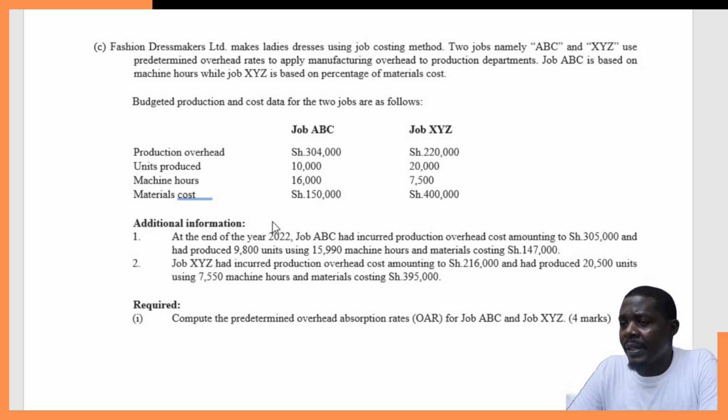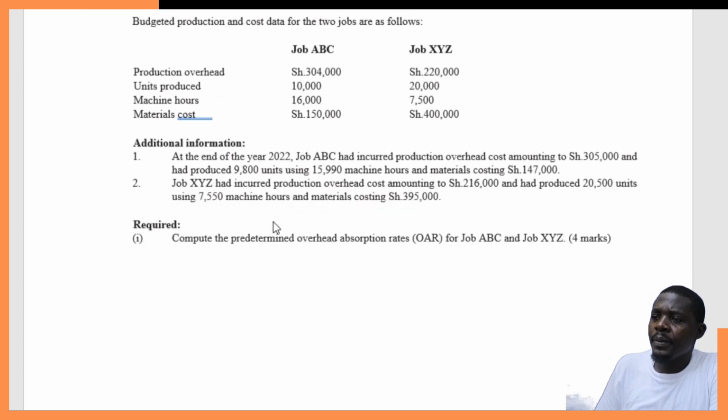We have been given that for the production overhead, 4,000, and then the other one is 220. Units produced are 10,020 units, 10,000 units and 20,000 units respectively. Machine hours are 16,000 and 7,500 hours respectively. Material cost is 150 and 400,000. Then we are told additional information.